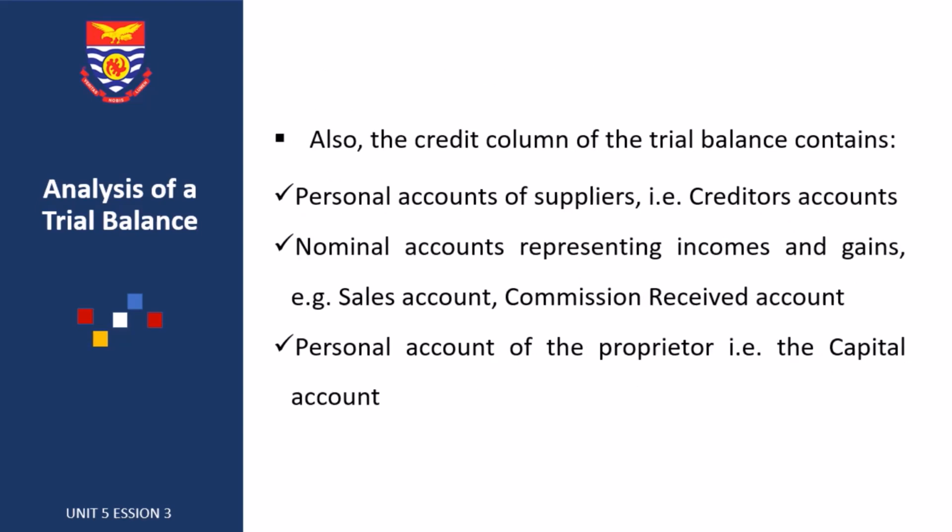Also, the credit column of the trial balance contains personal account of suppliers, that is creditors account or account payable. Nominal account representing incomes and gains. For example, sales account, commission received account, rent received account, interest received account. And personal account of the proprietor, that is the capital account.